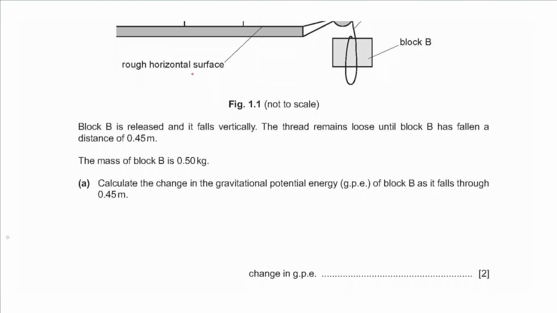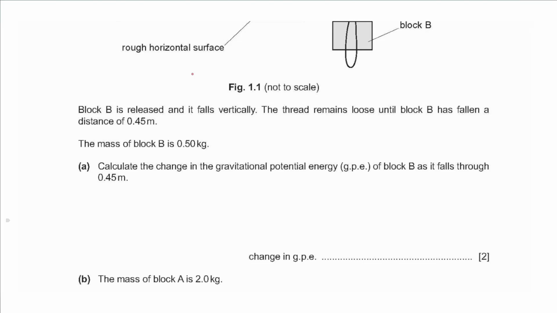Calculate the change in gravitational potential energy of block B as it falls through 0.45 meters. So we can say that GPE is equal to mgh, or the change in gravitational potential energy equals mg times the change in h. So we multiply 0.50 by 9.8 by the difference in height, which is 0.45. That gives us an answer of 2.205 joules, which we can approximate to 2.2 joules.